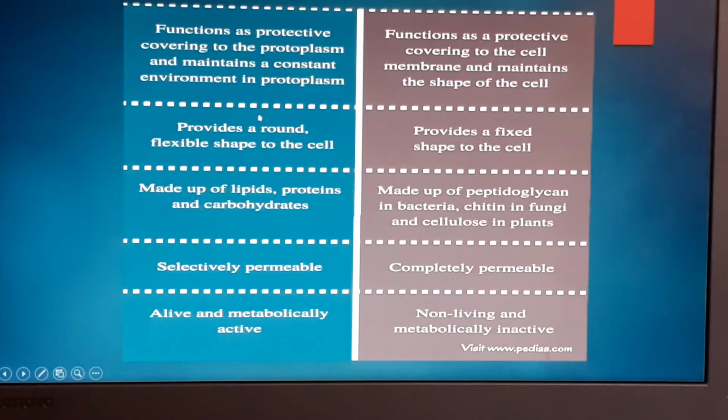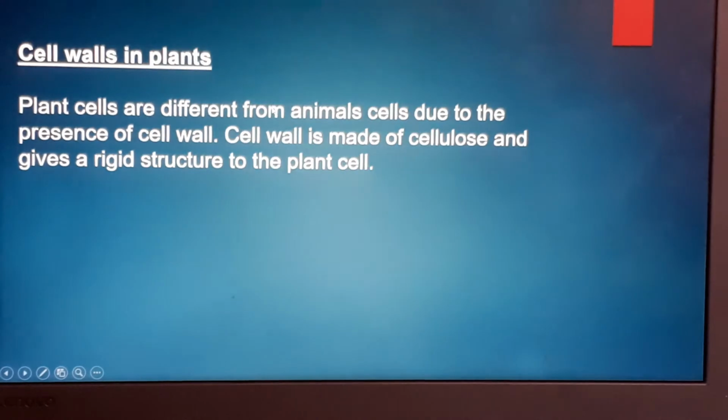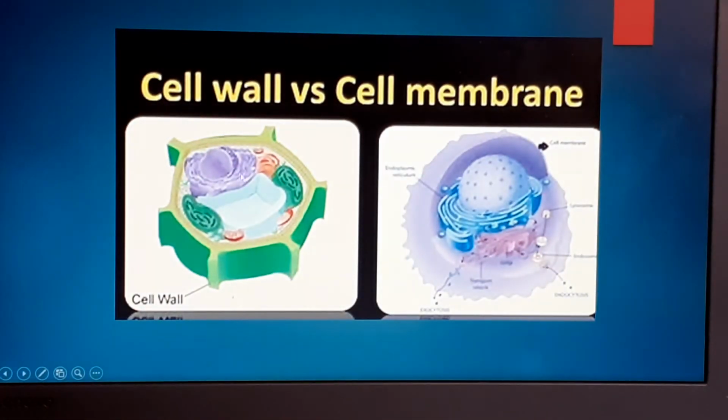Here we are going to study the cell wall and cell membrane. The cell wall has a rigid structure and is present in plant cells. The cell membrane is a flaccid structure, present in animal cells. That will all be studied.